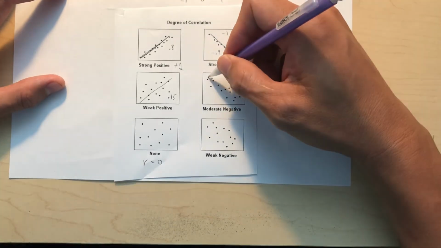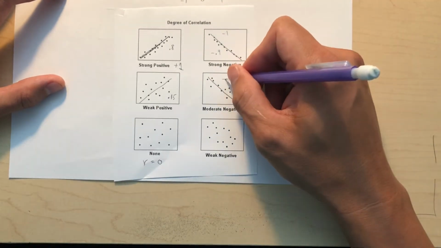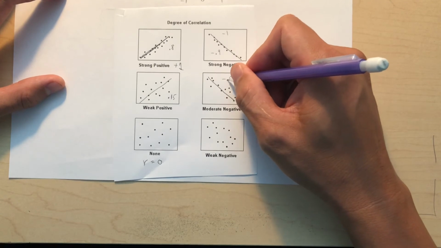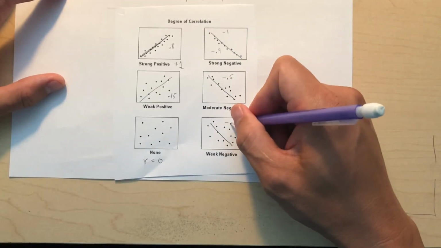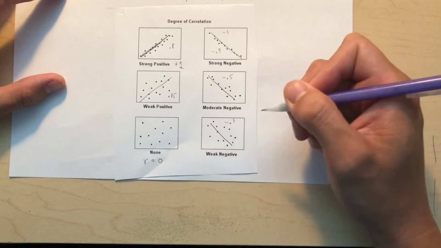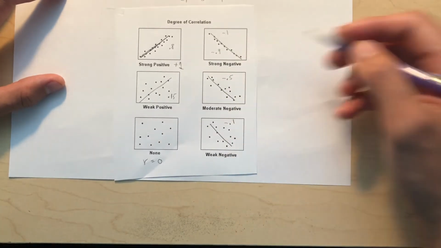Now this one's moderate. So maybe something like a -0.5. Okay. And this one's a very weak one. So maybe like a -0.1 or something like that. All right, so those are the numbers.